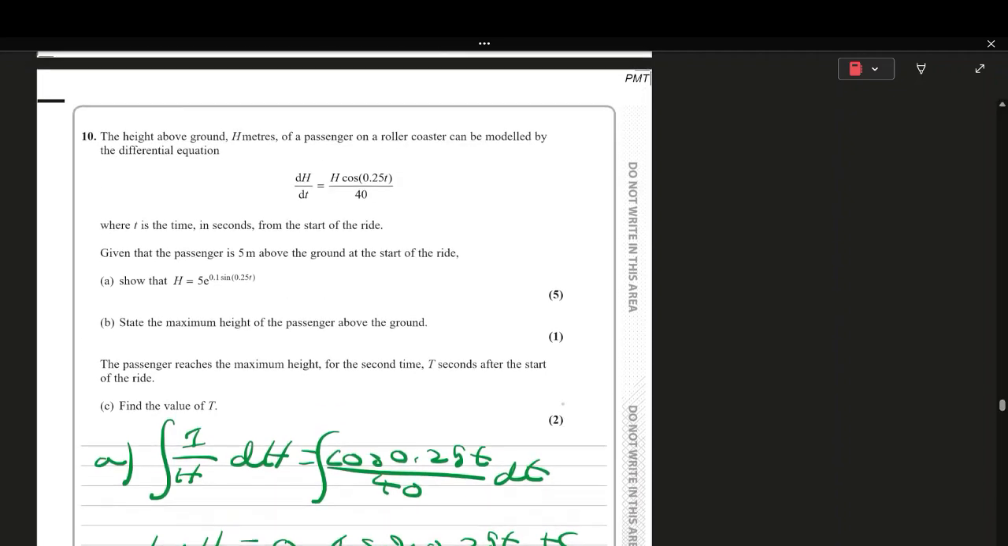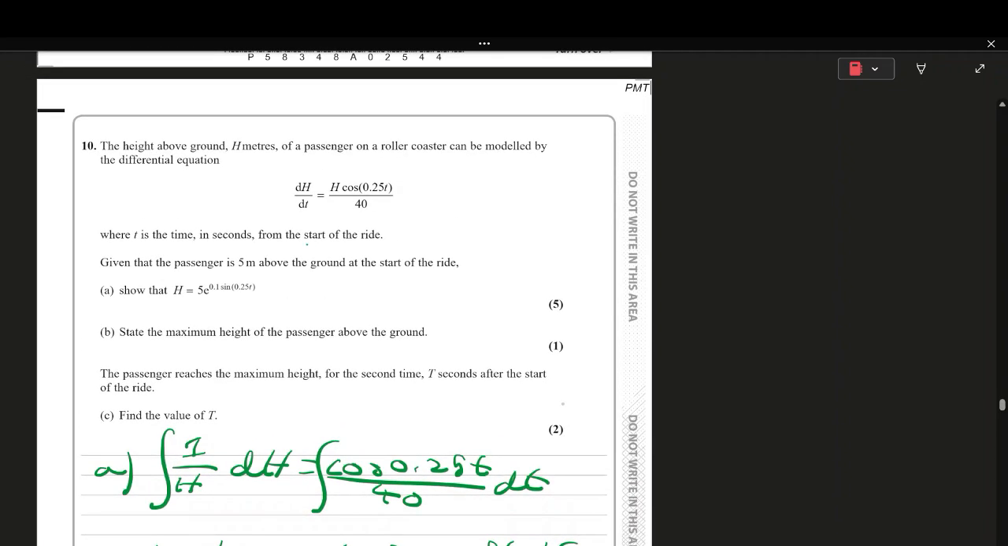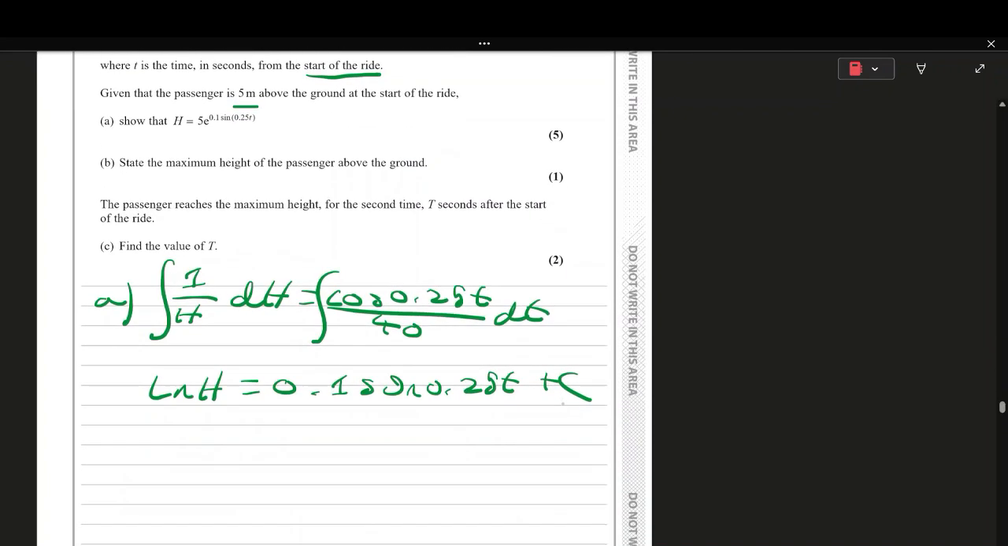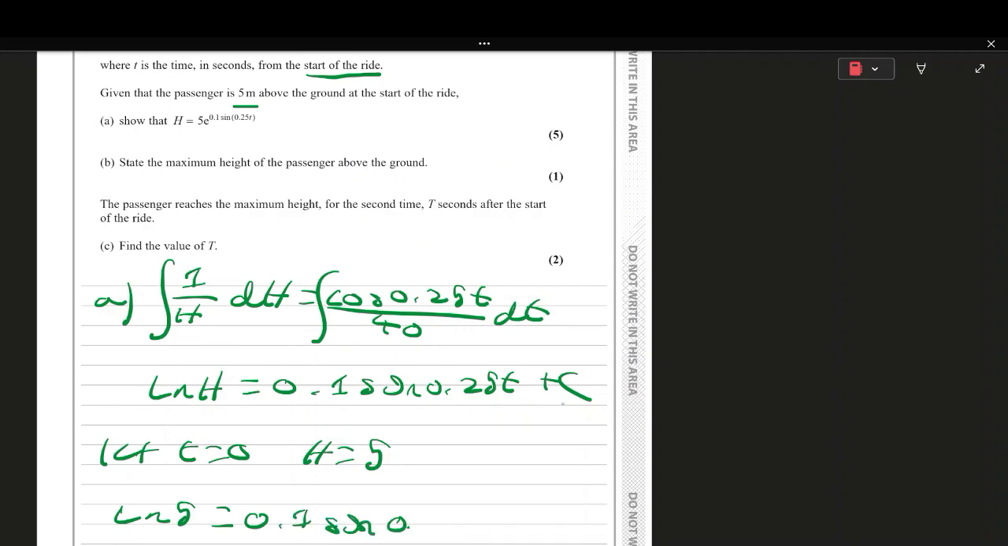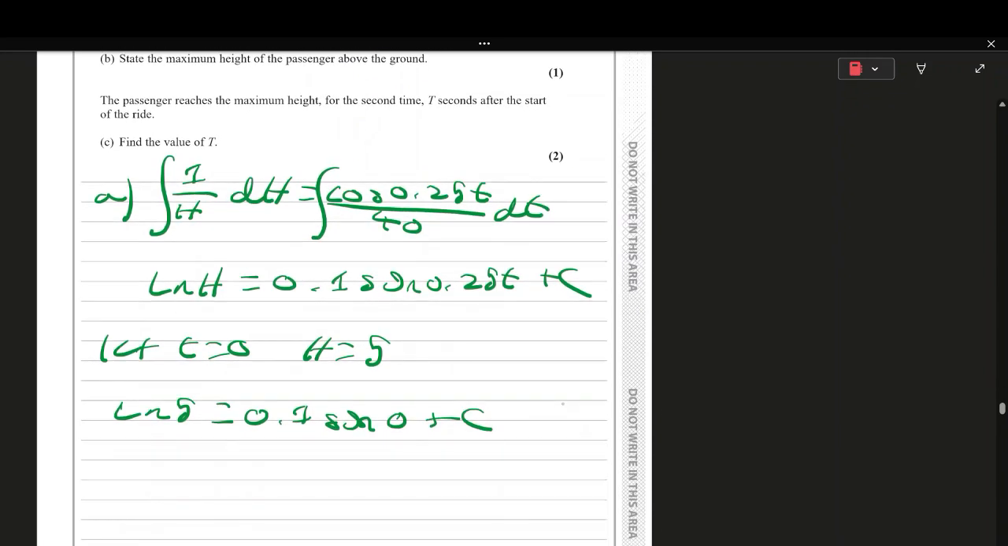Then, if we look at the question, from the start of the ride, the passenger is 5 meters. So we need to let t equals 0 and h is equal to 5. So then ln 5 is equal to 0.1 sine 0 plus c. 0.1 sine 0 is 0, so therefore c is equal to ln 5.